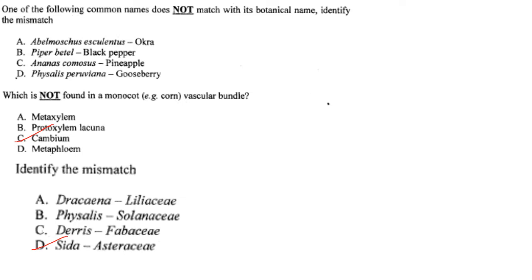Then which is not found in monocot? Example, cambium, vascular bundle. So cambium is not present in the monocot vascular bundle. Answer is option C. Identify the mismatch. Dracaena belongs to Asparagaceae but was formerly placed under Liliaceae, so I cannot say that is wrong. Physalis is Solanaceae. Dalbergia is Fabaceae. And Sida is not Asteraceae. It is Malvaceae. So the answer is option D.